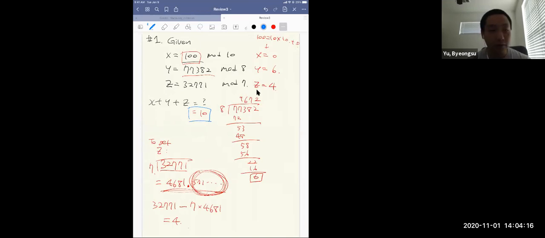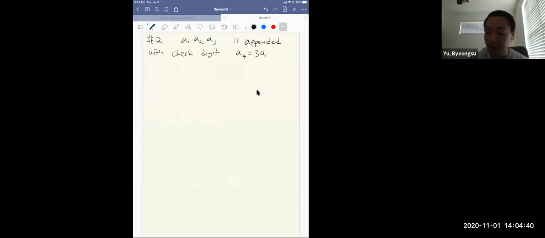Okay, then let's go to the next. So in number 2, we have a 3-digit code A1, A2, A3, each appended with the check digit A4, which is just 3A1 plus 13A2 plus 20A3 mod 5. So the appended check digit is A4. And the first problem is, what is the check digit of 1 2 3?